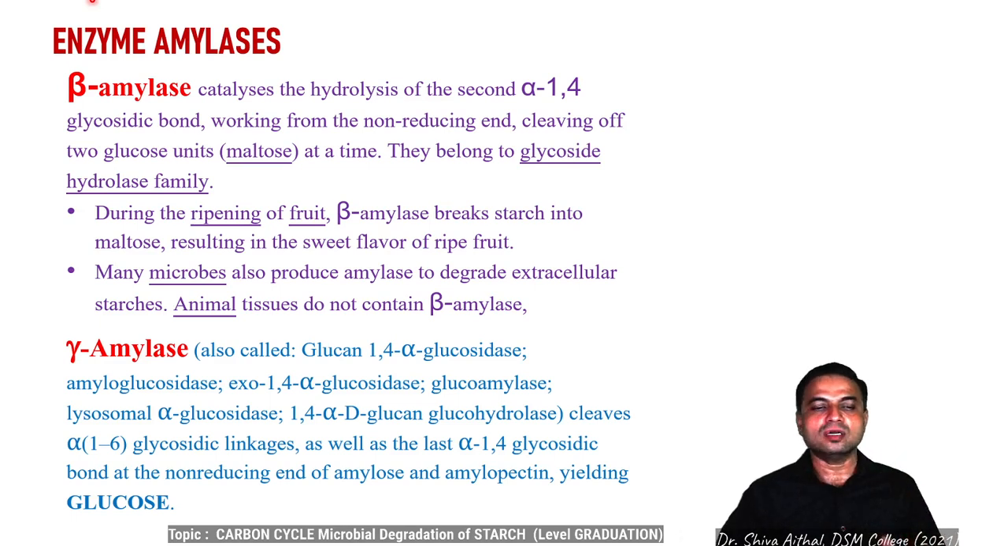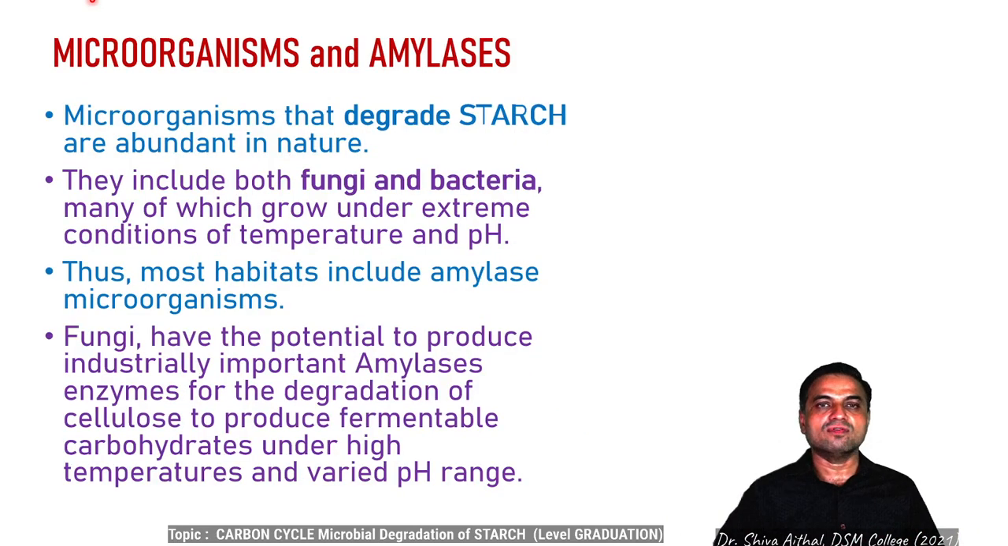It acts on alpha 1,6 as well as 1,4 bonds both. So when there is an action on both bonds, it results in single units of this polymer or polysaccharide, and that is called glucose. So gamma amylase is also a significant enzyme in degradation of the starch.